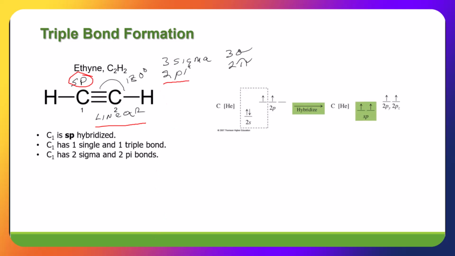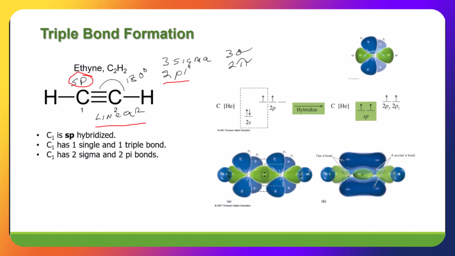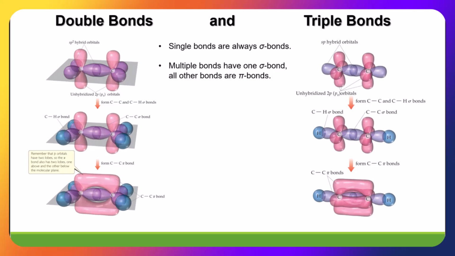And I think you're going to be able to see what that looks like right here. There's a pi bond here on one axis and a second pi bond on another axis. Okay, so you have 2 pi bonds which create the triple bond. All right, so double bonds.